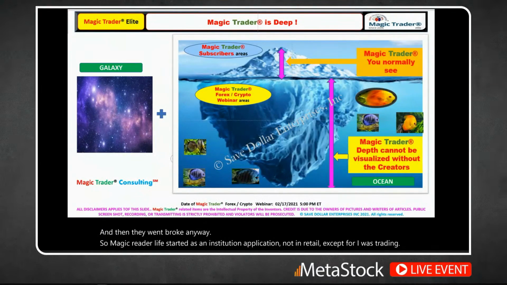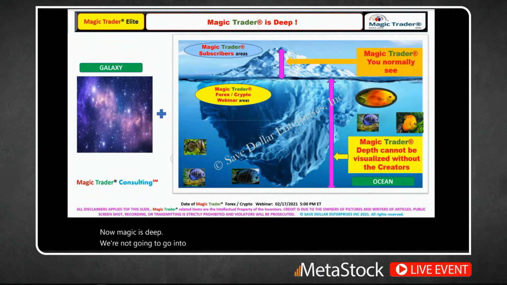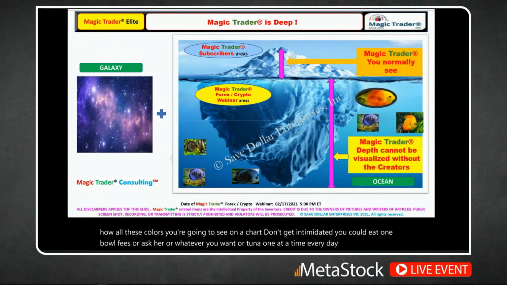Now, Magic Trader is deep. We're not going to go into the explanation, but there are different colors of fishes here. That's how all these colors you're going to see on a chart. Don't get intimidated. You could eat one goldfish or an Oscar or whatever you want, or tuna, one at a time every day, and there will still be more fishes left.